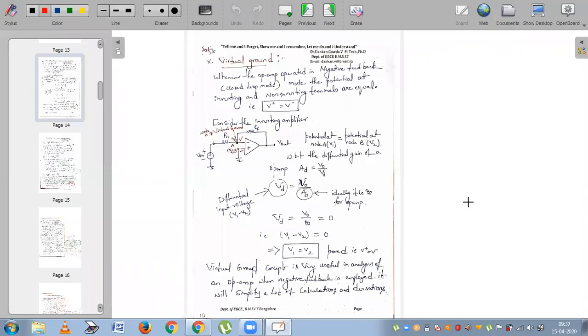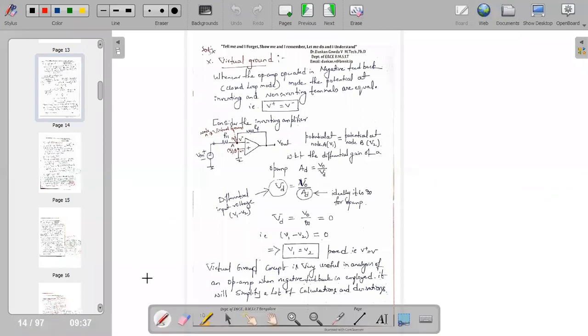Okay, guys, in this session, we are going to discuss the new concept called a virtual ground. This is a very important property of an operational amplifier, which is very much used in solving closed loop problems. That is, whenever an op-amp is operated as an amplifier, this concept is very much used. Please try to understand, it is a very important property. That's called a virtual ground. Now, please understand what we mean by a virtual ground here.